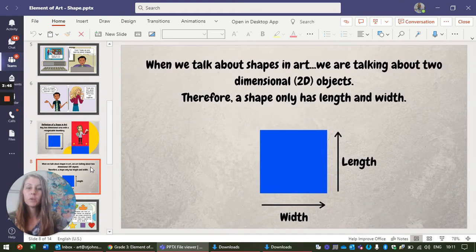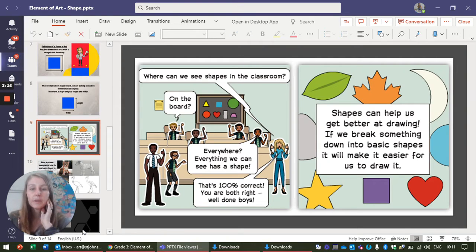When we talk about shapes in art, we are talking about any two-dimensional or 2D objects. Therefore, a shape only has length and width. Okay, so length and width, shapes are flat. Where can we see shapes in this classroom? On the board, everywhere. Everything we can see has a shape. That is 100% correct. You are both right. Well done, boys.